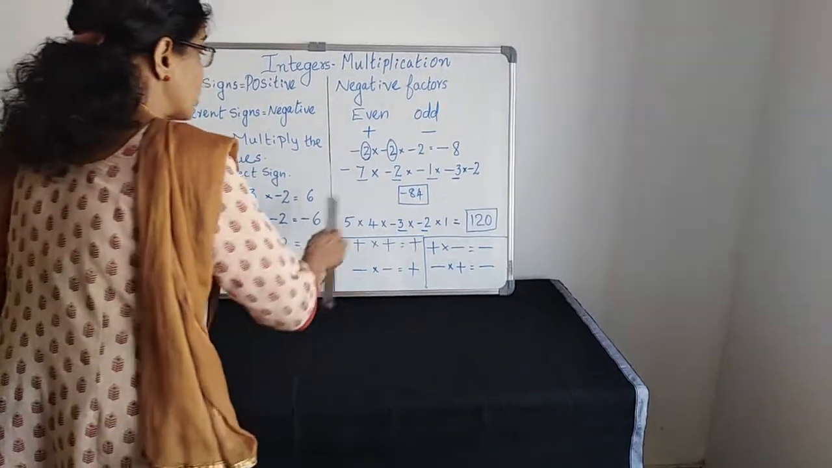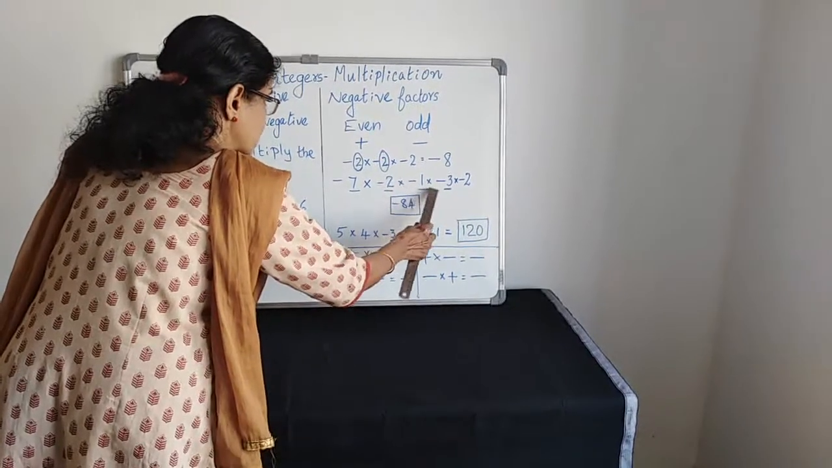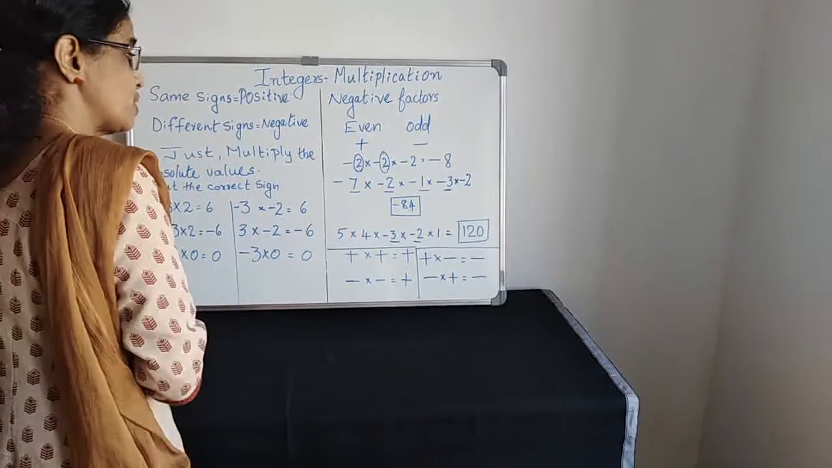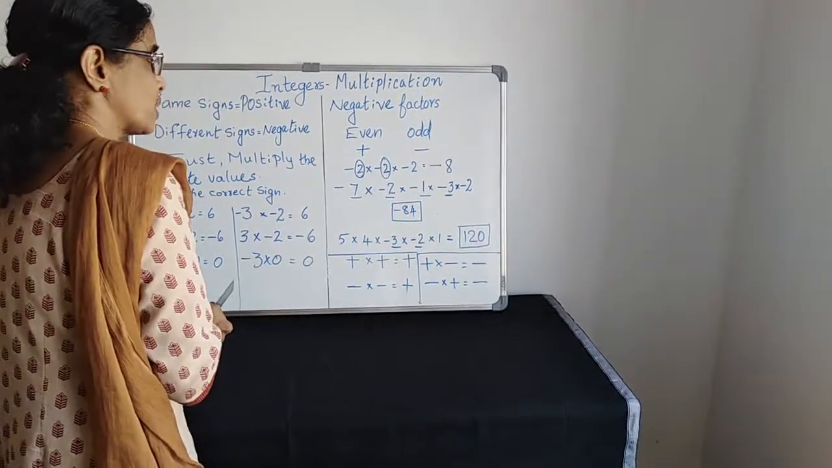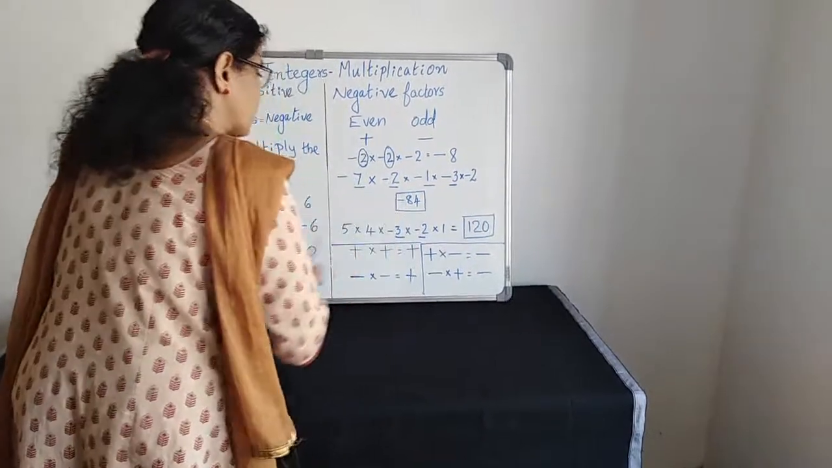Count the number of negative factors. 1, 2, 3, 4 and 5. So, 5 negative factors means 5 is an odd number. So, the result is negative.